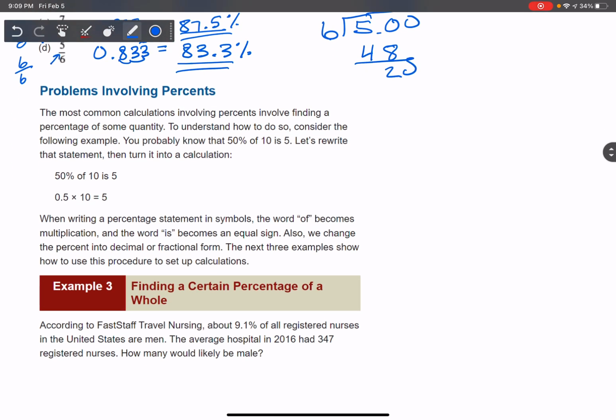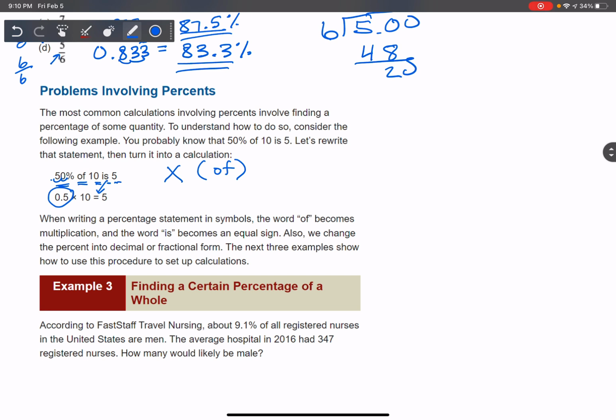The most common calculations involving percents involve finding a percentage of some quantity. To understand how to do so, consider the following example. You probably know that 50% of 10 is 5. Let's rewrite the statement, then turn it into a calculation. 50% of 10 is 5. 50% we can turn into a decimal by moving that decimal back 2 times, 1, 2. Of always means times in math, or multiply. And then 10, is always the equal sign, and then we have 5.